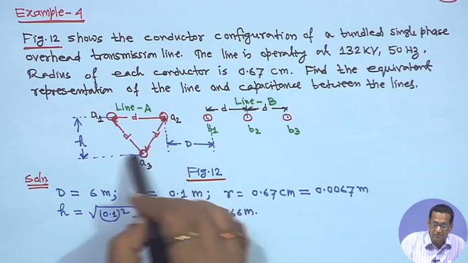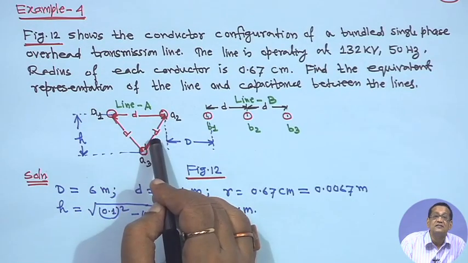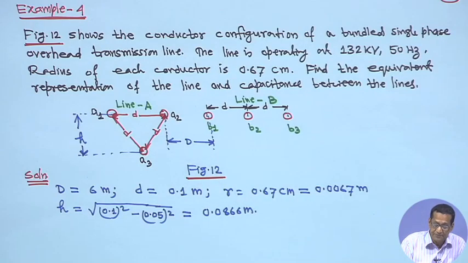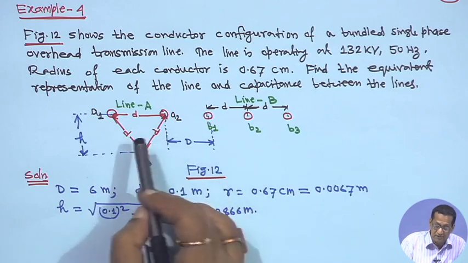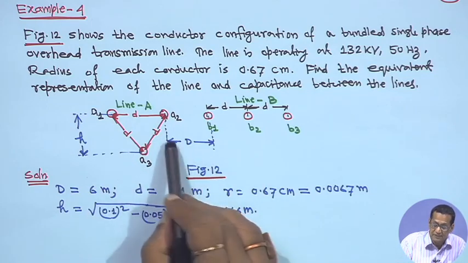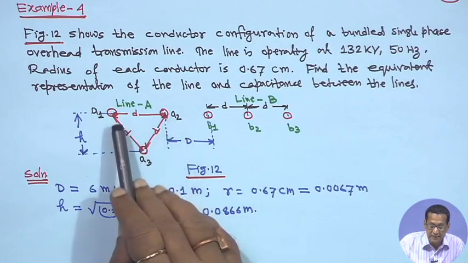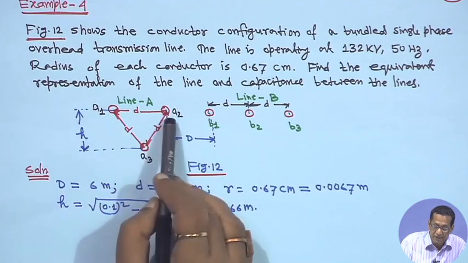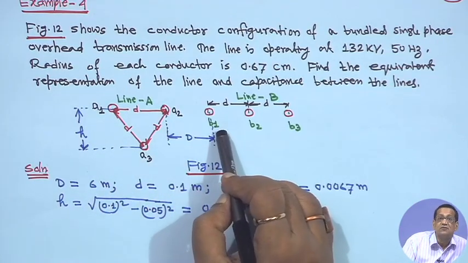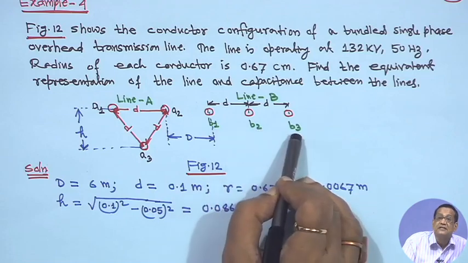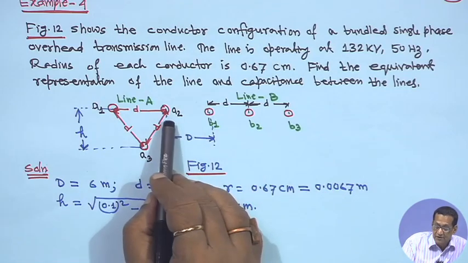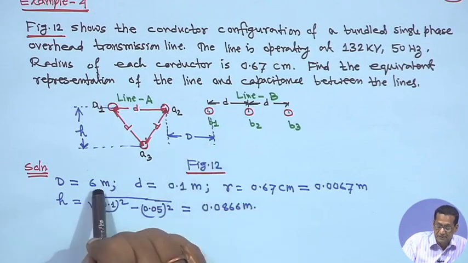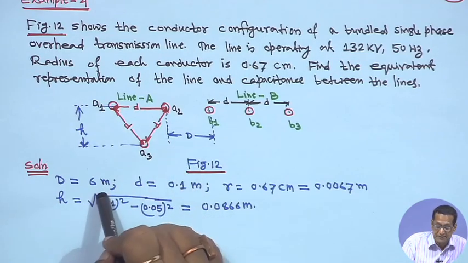This is actually an equilateral triangle, because all the distances are the same. So, this is equilateral and this is the horizontal spacing, right. There are 3 conductors in phase A, so it is a bundle conductor: A1, A2, A3, and here 3 conductors with horizontal spacing B1, B2, B3, right. The distance between A2 and B1, from here to here, is given as capital D, that is 6 meter, right.